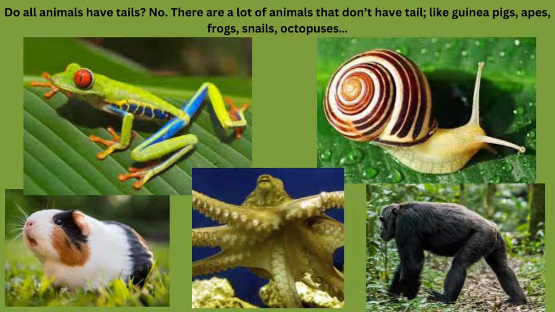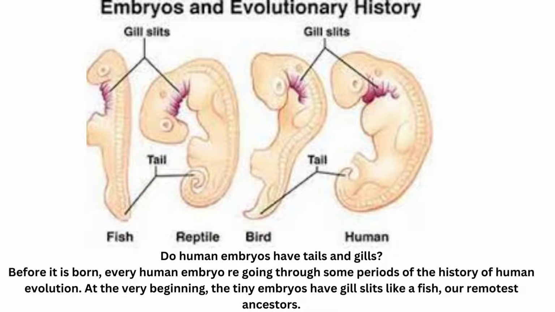Do all animals have tails? No. There are a lot of animals that don't have tails, like guinea pigs, apes, frogs, snails, and octopuses. Let us see the evolution of tails in humans.